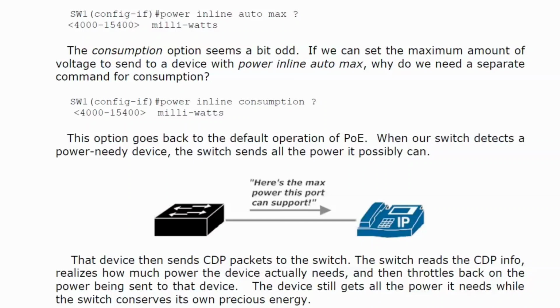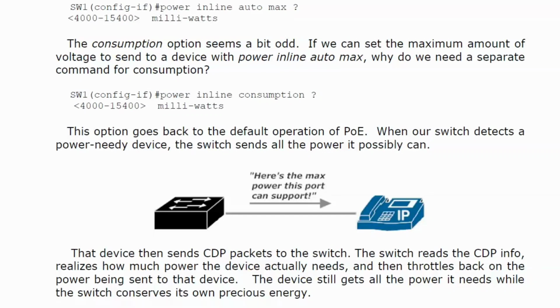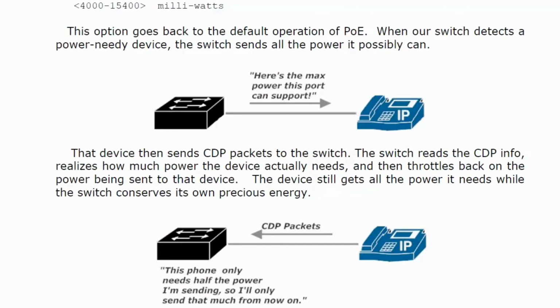Well, in turn, the device that's getting the power is going to send CDP packets to the switch. And of course, that's how we were able to see we had a Cisco IP phone. Now, the switch reads the CDP info, realizes how much power the device actually needs, and then throttles back on the power being sent to that device. Makes perfect sense, right? Because this way, the device still gets all the power it needs while the switch conserves its own precious energy. Because one thing I'm gonna hit you over the head with a couple times in this video, the switch has a certain amount of power it can hand out. It is not infinite. It cannot power everything that we can possibly plug in. So we want to be careful about that.